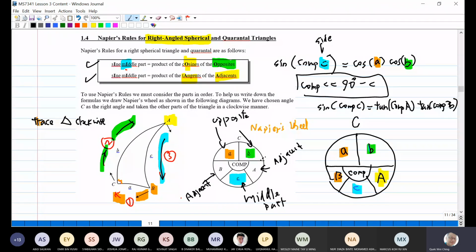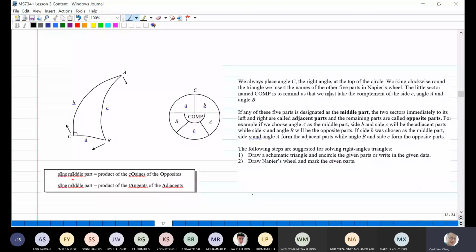So because in the lower half the A and B angles are in the lower half, you have to put a com there. The com of whatever is 90 minus the angle. So this is a rule we can apply. Okay, I repeat again the two rules.